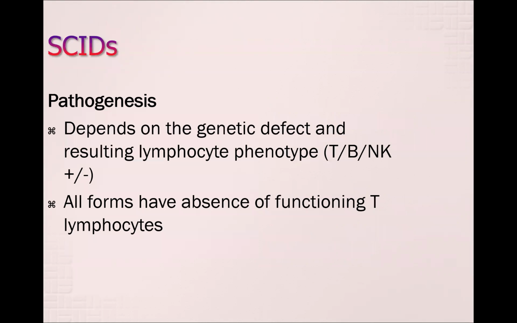So the pathogenesis of it really depends on the genetic defect and resulting lymphocyte phenotype, whether it affects the T cells, the B cells, or the natural killer cells. But the commonality of all of it is that it affects functioning T lymphocytes. That's one thing that is common to all forms of severe combined immunodeficiency.